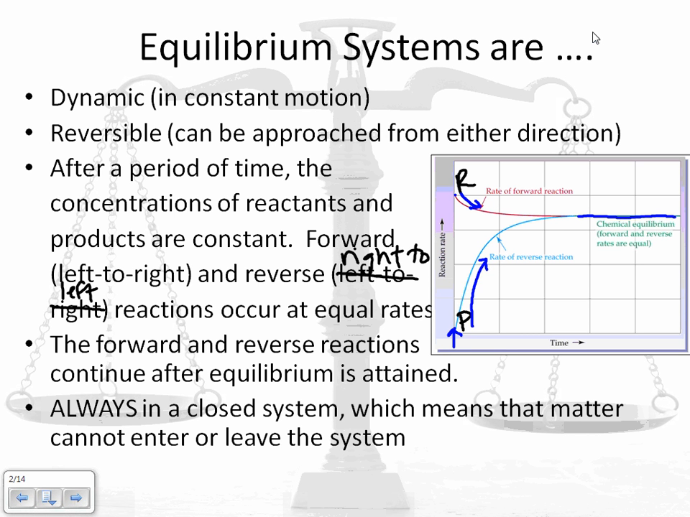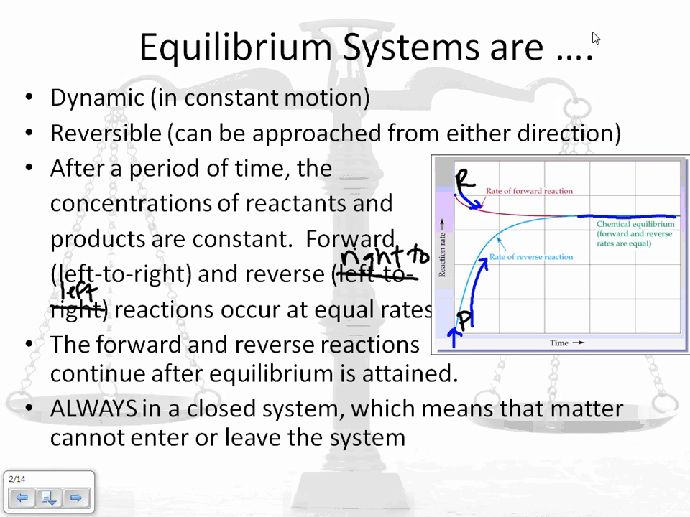All right, let's take a look at this slide. It is dynamic, that means it's in constant motion. And it's reversible, which means it can be approached from either direction. So I can start with only reactants and make some products. I can even start with only products and make reactants. After a period of time, the reactants and products are constant. Doesn't mean that they're equal, it just means that their concentrations are staying constant. That means that the forward, which is the left to right, and the reverse reactions, right to left, occur at equal rates. They're occurring at the same speed.